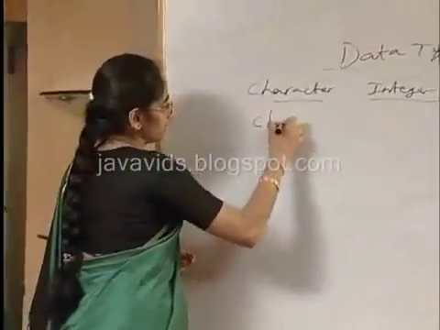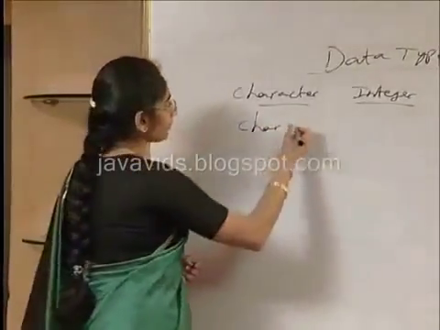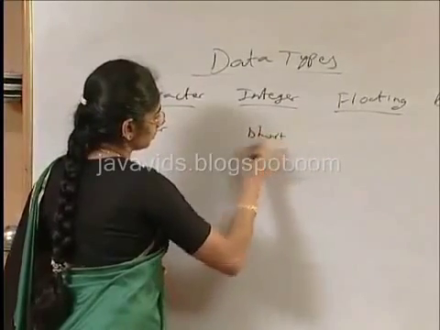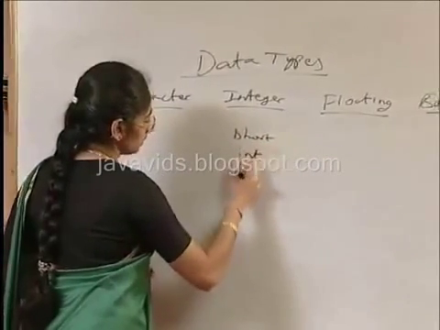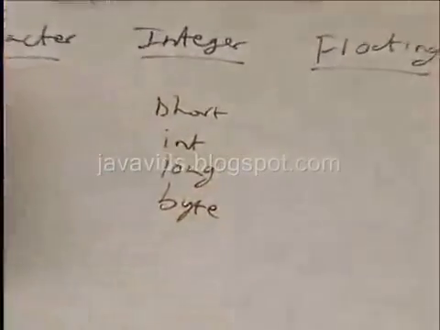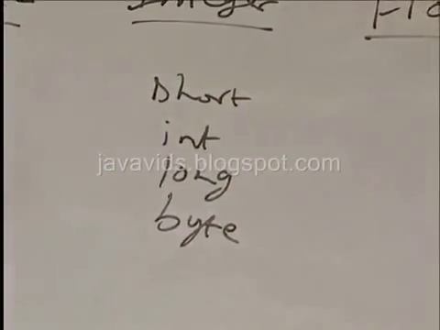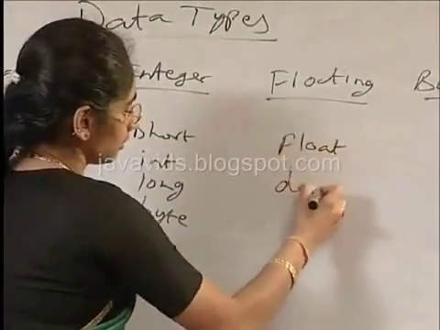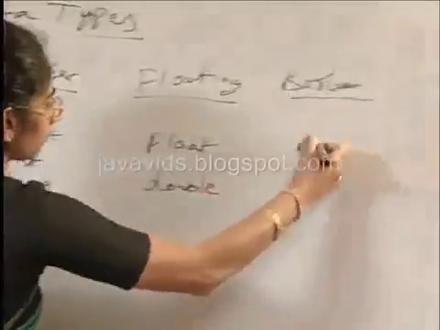Character data types, we have the data type char. Integer types, we have short, int, long. We also have something called byte. Floating types, we have the float and the double. And Boolean, of course, is Boolean.